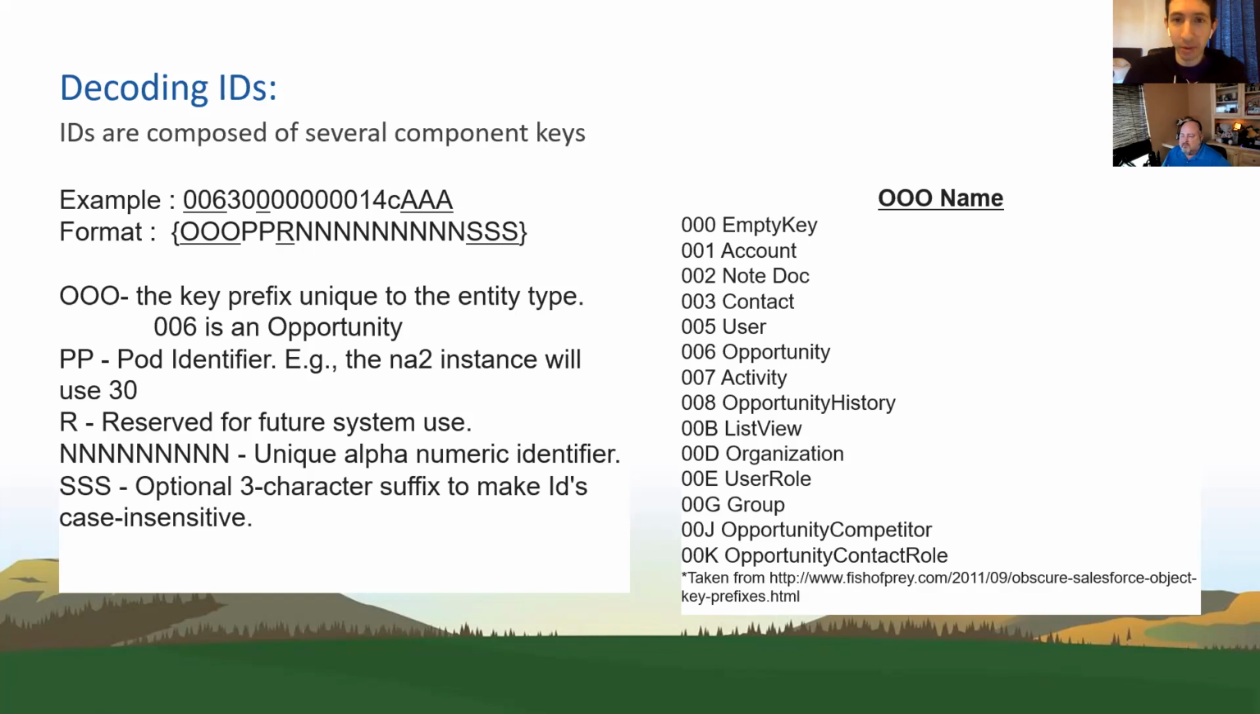And I think he keeps it up to date whenever they have new releases and new behind the scenes objects. But yes, you can see every object, even the random ones you would never have thought of, has one. List view has one, user role has one, group has one. And again, these can be very useful in determining, just by looking at an ID, what object it is coming from.